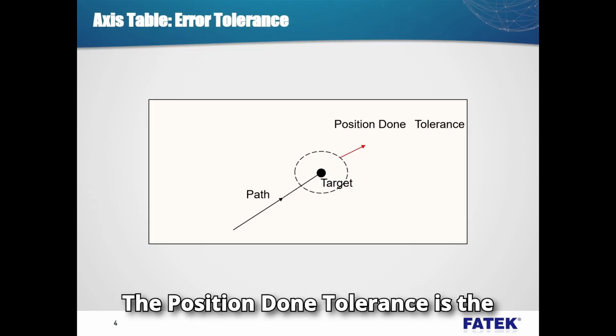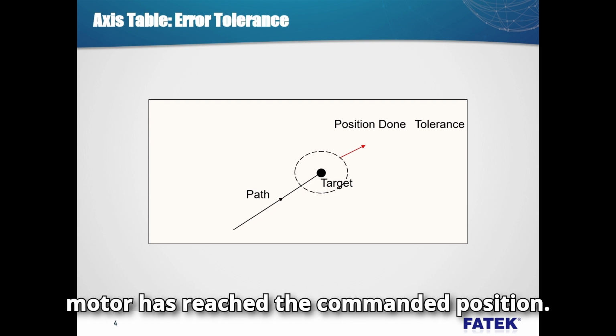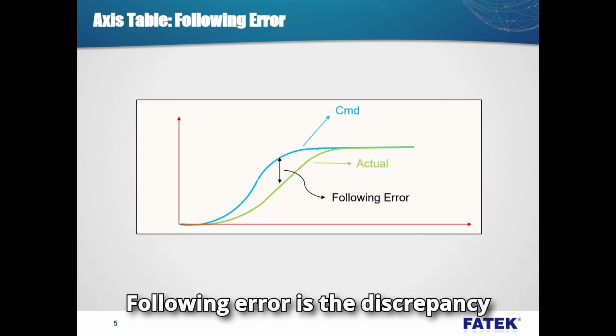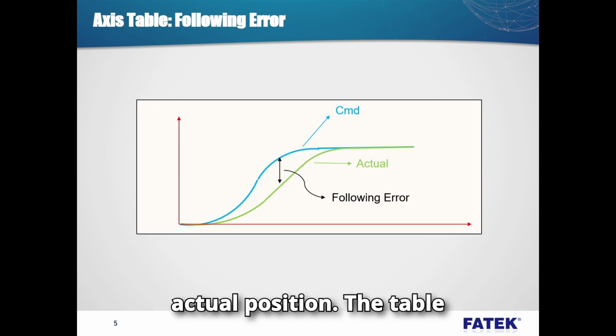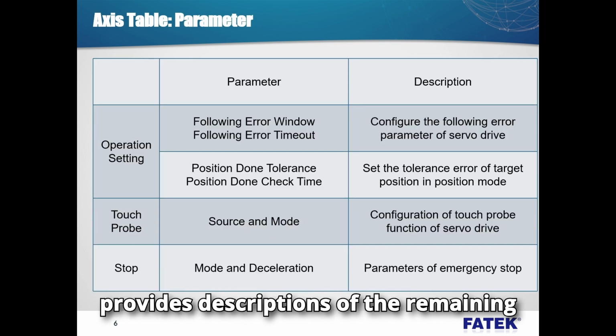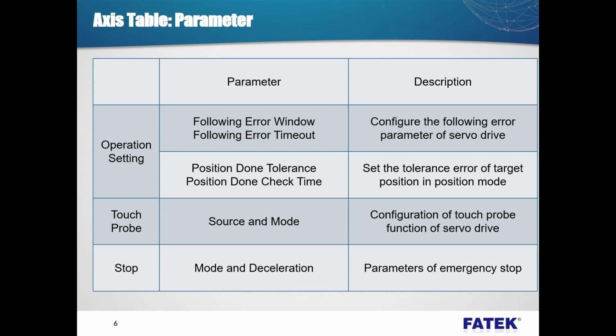The position done tolerance is the allowable error range indicating that the motor has reached the commanded position. Following error is the discrepancy between the commanded position and the actual position. The table provides descriptions of the remaining parameters in the axis table settings.